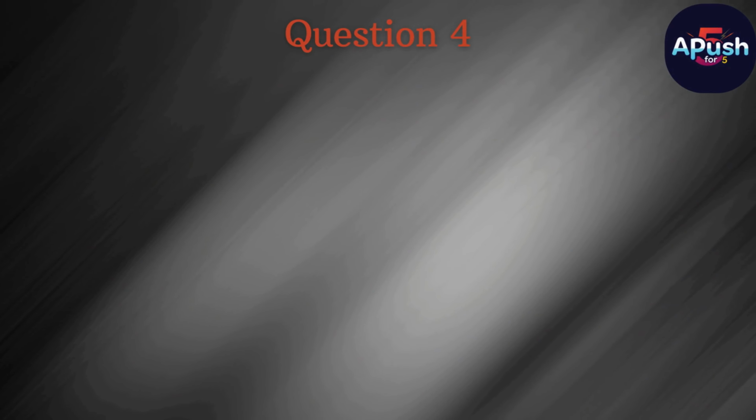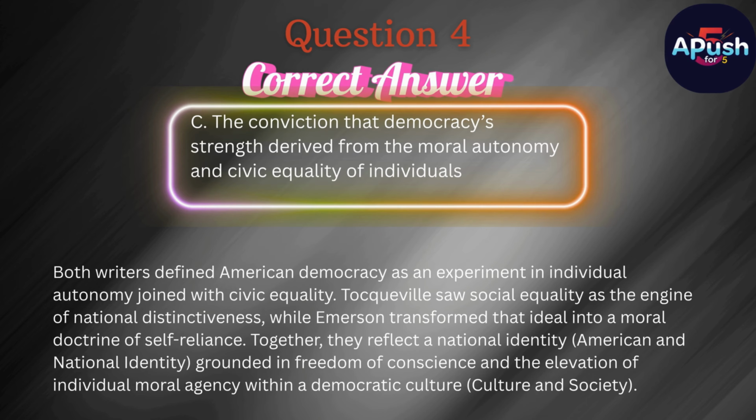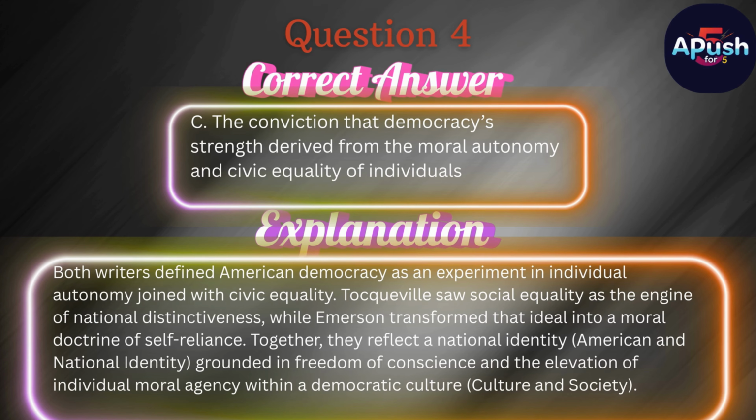The correct answer is C. The conviction that democracy's strength derived from the moral autonomy and civic equality of individuals. Both writers defined American democracy as an experiment in individual autonomy joined with civic equality. Tocqueville saw social equality as the engine of national distinctiveness, while Emerson transformed that ideal into a moral doctrine of self-reliance. Together, they reflect an American and national identity grounded in freedom of conscience and the elevation of individual moral agency within a democratic culture and society.